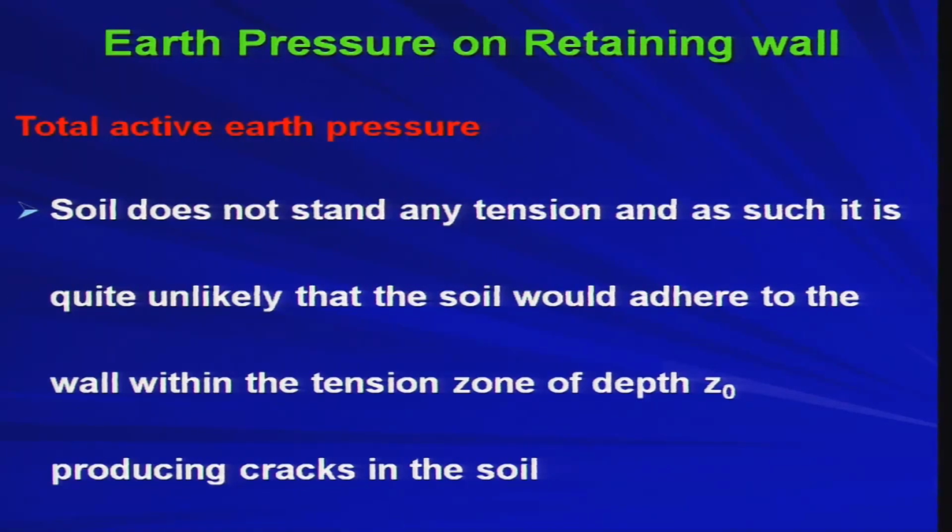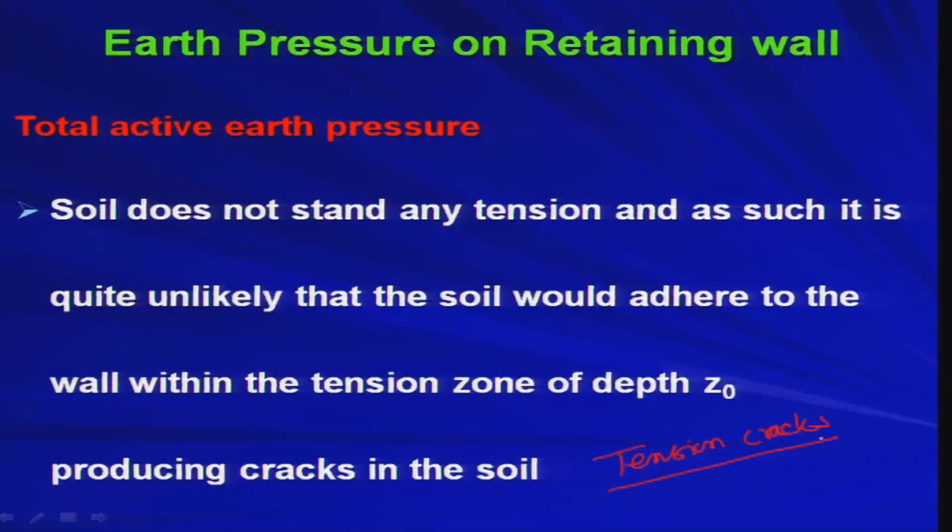Those things we saw in the last lecture, and we have seen another thing: soil does not stand any tension, and as such it is quite unlikely that the soil would adhere to the wall within the tension zone of depth z naught, producing cracks in the soil. That is known as tension cracks. Within that depth, the soil cannot pull the wall, as soil is weak in tension. You cannot expect some pulling effort from the soil so that it can pull the wall back. That is not possible in soil, and therefore you will be getting cracks because of tension. The soil will experience cracks in the tension zone, and that is known as tension cracks, as I wrote here.